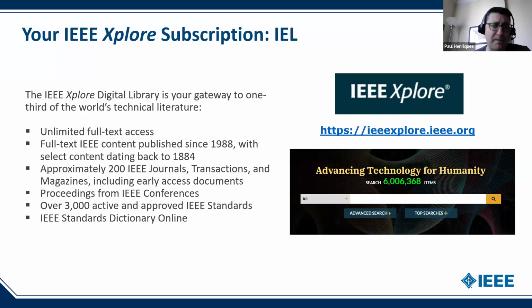And that is comprised of around 200 journals, transactions, and magazines from the IEEE and proceedings from our conferences. And you also have access with this subscription to over 3,000 active and approved IEEE standards and the standards dictionary as well.